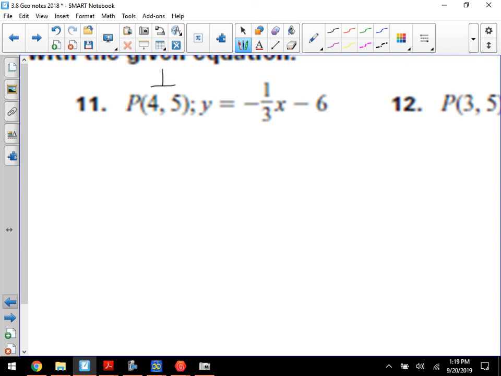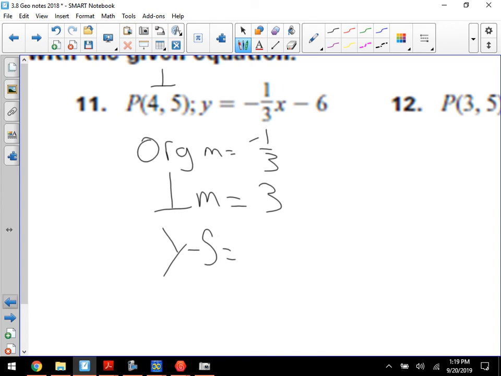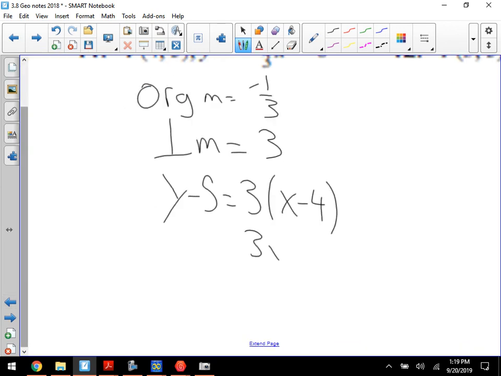Lastly, first thing here, real quick, if I go through this, what's my original slope? What's perpendicular to negative 1/3? 3. From here, is it okay if I know how to use point slope form to start filling in the blanks right away? Is there any rule against that? No. If you're comfortable doing that, go for it. After that, you distribute and solve for y. You did this right. You get 3x minus 12 plus 5. You get minus 7.